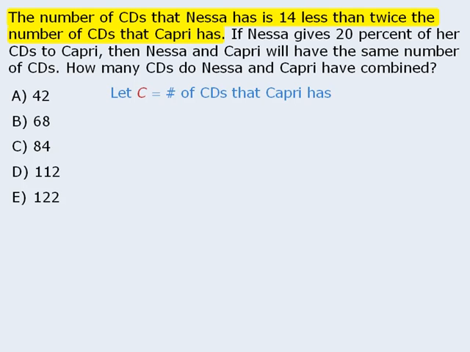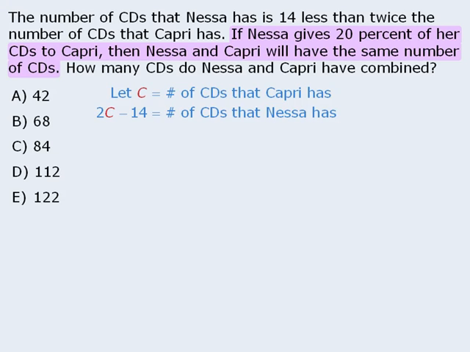We are told that the number of CDs that Nessa has is 14 less than twice the number of CDs that Capri has. Now 2C represents twice the number of CDs Capri has, so if we subtract 14 from this, we have an expression for the number of CDs that Nessa owns. Now that we have expressions for the number of CDs owned by each person, we need to write an equation that combines these two expressions.